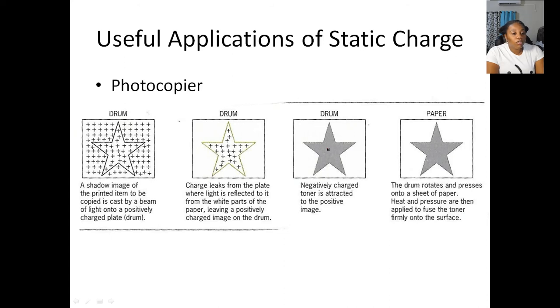Photocopier, they also use static electricity or static charge to their advantage. You have the drum, and a shadow image of the printed item to be copied is cast by a beam of light onto a positively charged plate or drum. The charge leaks from the plate where light is reflected to it from the white parts of the paper, leaving a positively charged image on the drum. Then the negatively charged toner is attracted to the positive image, and then the drum rotates and presses onto a sheet of paper. Heat and pressure are then applied to fuse the toner firmly to the surface.